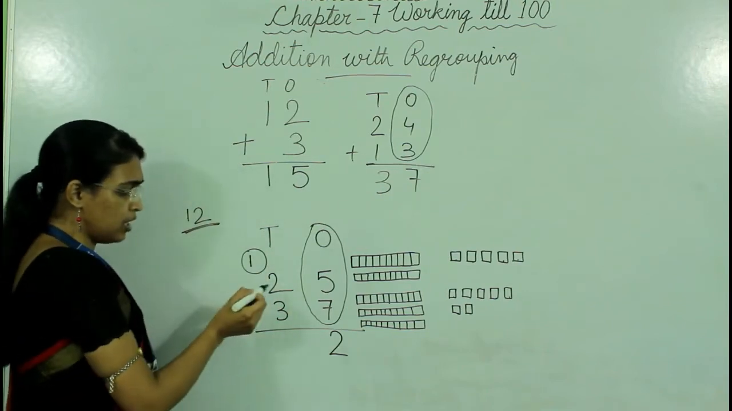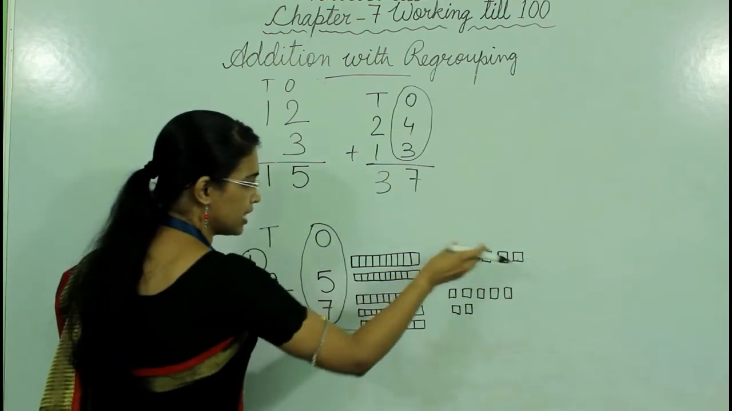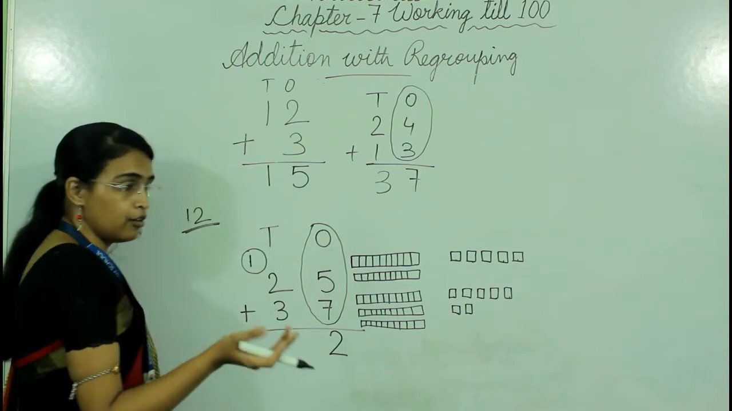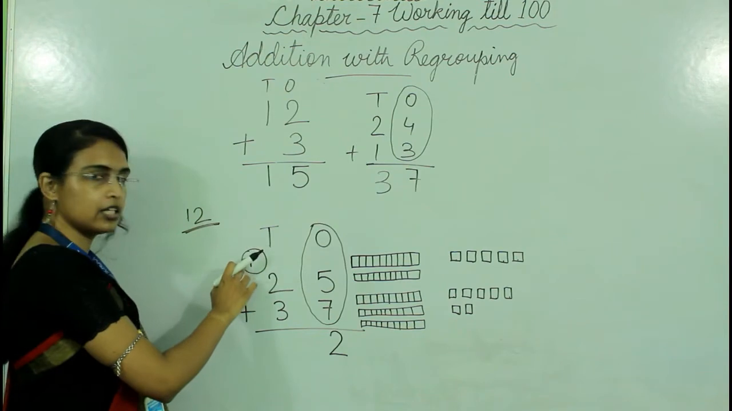Here we have an extra 1, right? So what do we have to do? We have taken this one from where? From the ones place. So for this, it becomes 110.